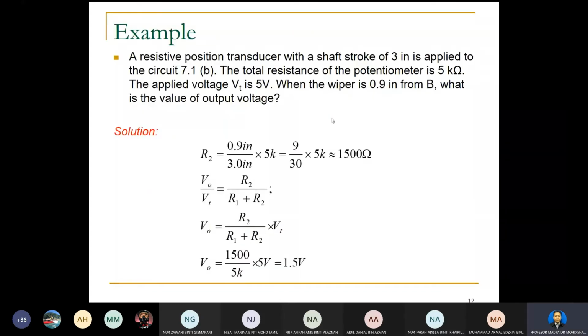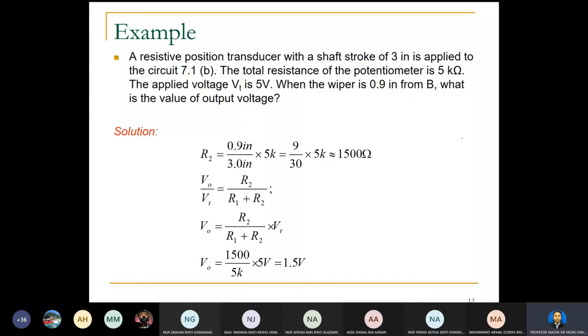So, example: the resistive position transducer with a shaft stroke of 3 inches is applied to circuit 7.1. The total resistance of the potentiometer is 5k ohms. The applied voltage VT is 5 volts. When the wiper is 0.9 inch from B, what is the value of the output voltage?